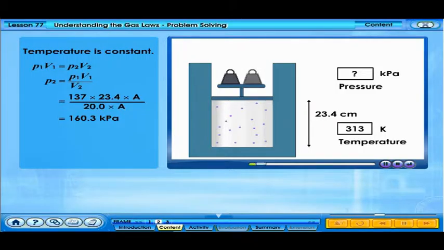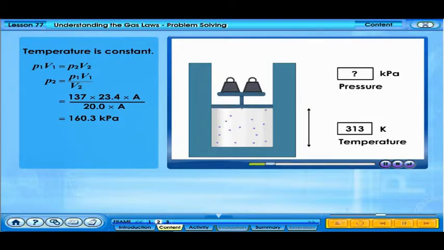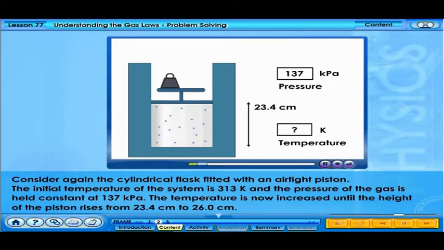Temperature is constant. P1 V1 equals P2 V2. P2 equals P1 V1 over V2 equals 137 times 23.4 times A over 20.0 times A equals 160.3 kilopascal. Consider again the cylindrical flask fitted with an airtight piston.